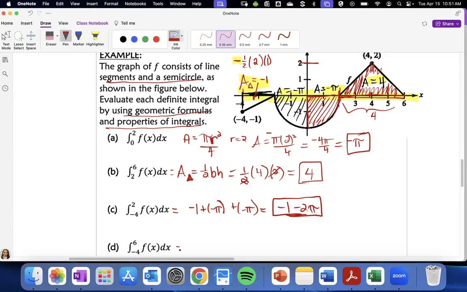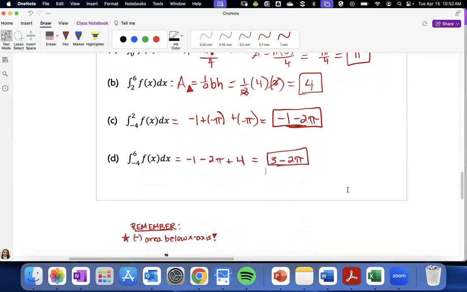So it's going to be -1 minus 2 pi, plus 4. Does that make sense? And then my final answer there, 4 minus 1 is 3. So 3 minus 2 pi. Is that good? Questions for me? No good? Okay.